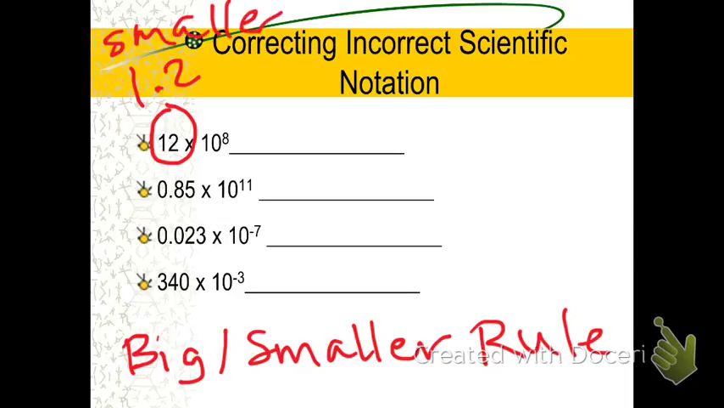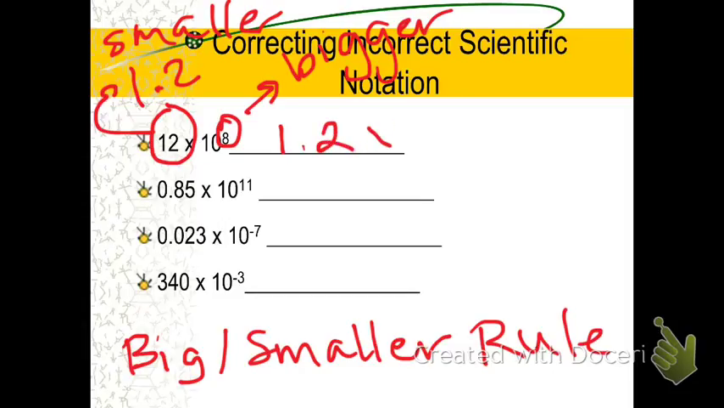Okay, so if we're going to make that number smaller, we're going to have to make the exponent bigger. Okay, so how many decimal places are we moving the coefficient? Well, we're moving it 1. So we're making this 1 decimal place smaller. So that means we need to make the exponent 1 decimal place bigger, which would be 9.